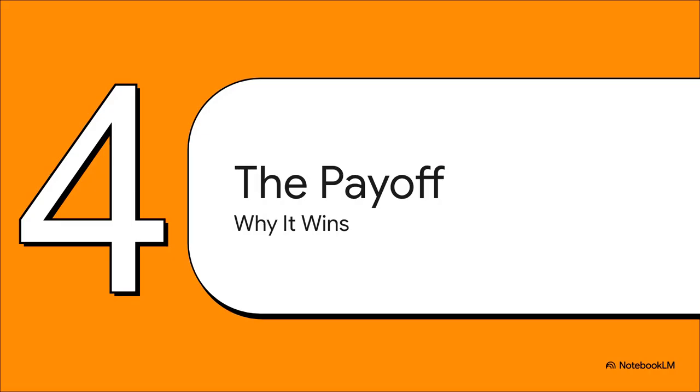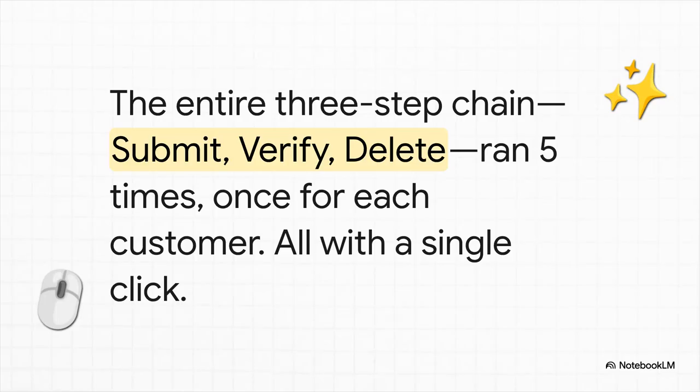So we've seen the how. Now let's talk about the why. What's the real payoff for setting all of this up? Why does this approach win? The payoff really comes down to this single number: 5. This represents the 5 rows of data we had in our little test file, and it proves a huge point. What that number means is that the entire 3-step chain, submit, verify, and delete, ran from start to finish 5 separate times, once for each person in our file. And it all happened with a single click. Now just imagine if that file had 500 rows. The effort from you would be exactly the same. That's the power of this.